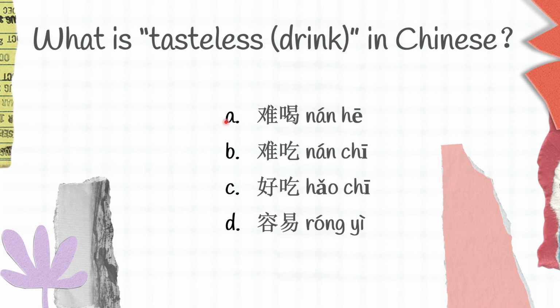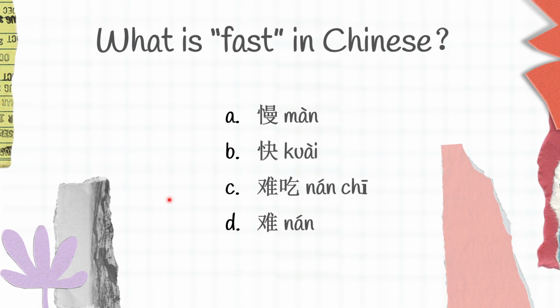So 难喝 is tasteless for drink. 难吃 is tasteless for food. So it's a little bit tricky here. And 好吃 is delicious for food. And the last one, 容易 is easy. So tasteless for drink in Chinese is A, 难喝. The next question here, what is fast in Chinese?